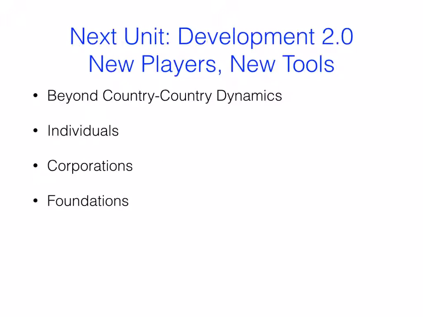So that's pretty much all you need to know to dive into the rancor and the layers around country-to-country aid, foreign aid. Next week, we will be tackling a whole other part of the development ecosystem, which is new players and new tools beyond the country-to-country dynamics we've been discussing. These include individuals and corporations, microfinance institutions, and entrepreneurs of all kinds. So that'll be our next task ahead of you.